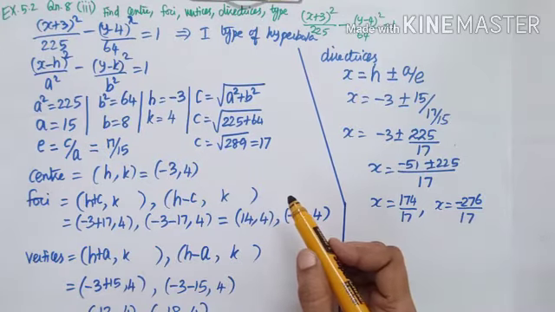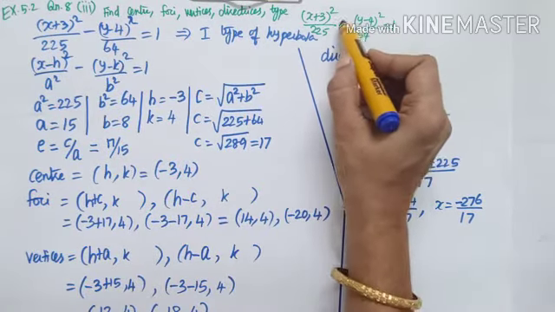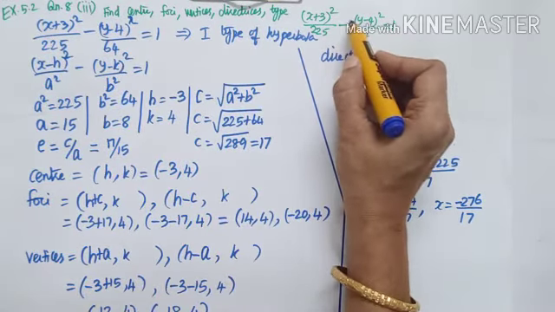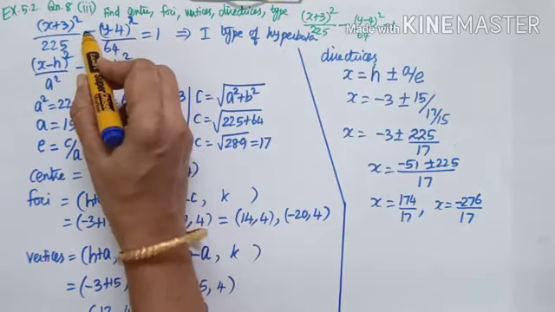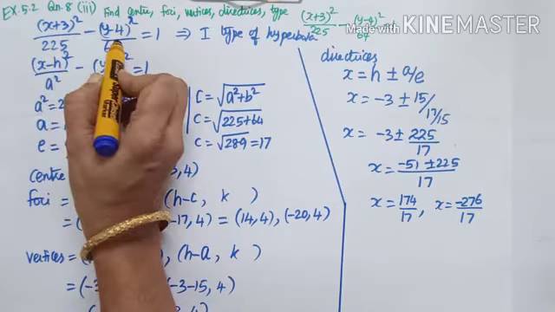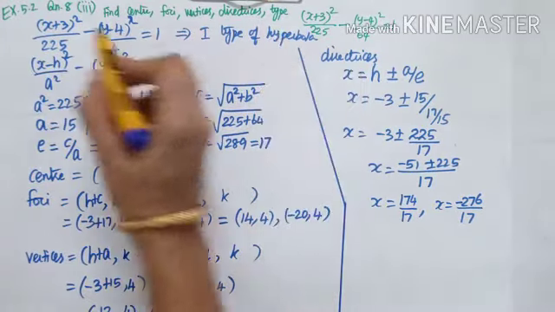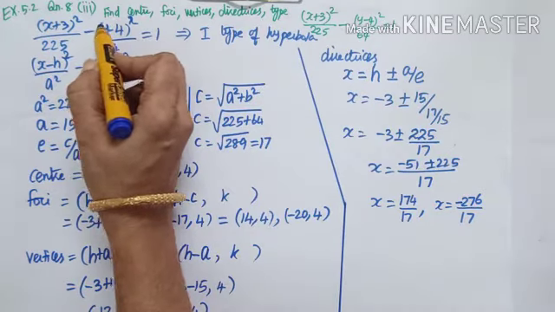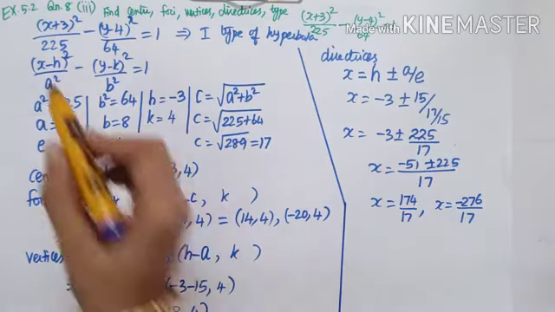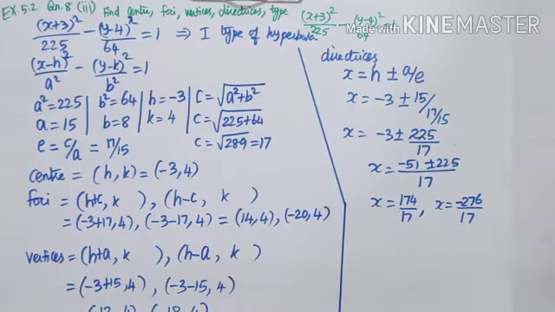So how do you identify it is first type of hyperbola? First thing, I see the negative symbol. That tells me it is a hyperbola. Second, I see which is positive. If x is positive, it is first type, and if y is positive, it is second type. Here x is positive, so it is first type of hyperbola.